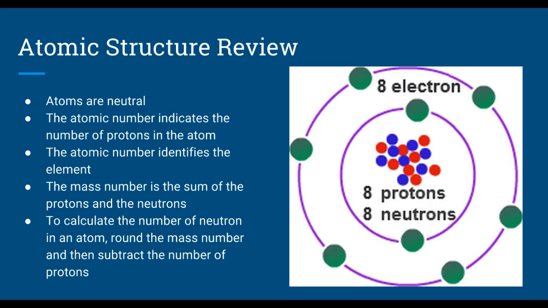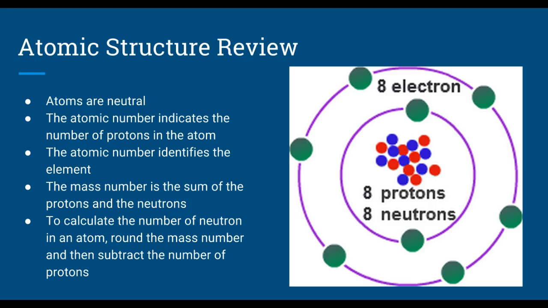Recall that atoms are neutral, meaning that they have an equal number of electrons and protons. The atomic number indicates the number of protons in the nucleus. In our example here on the right, there are 8 protons, which means that this is an atom of oxygen. We know that because the atomic number identifies the element.